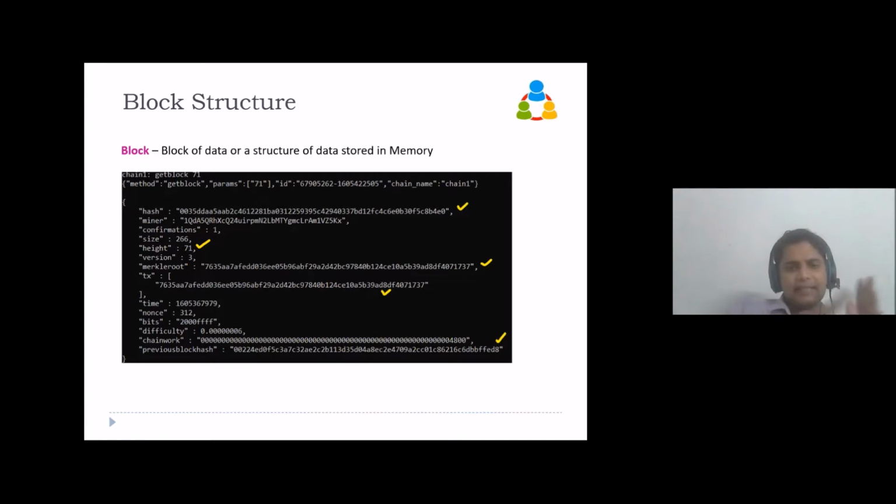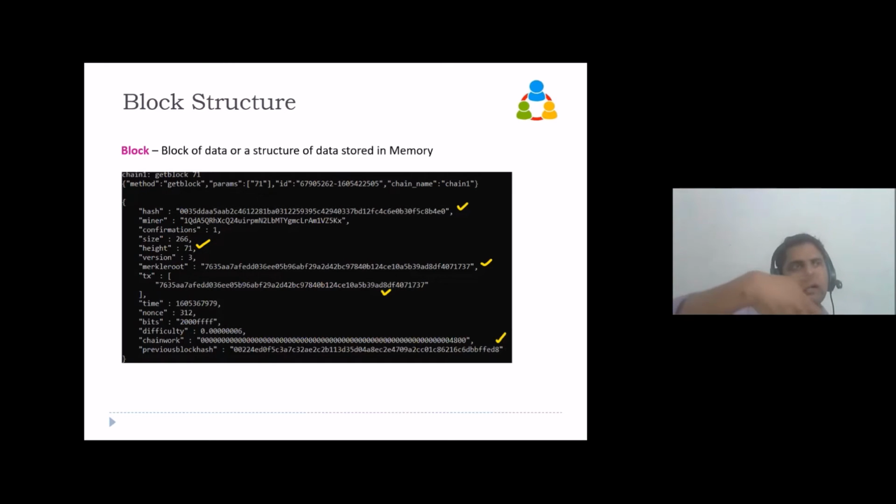So this 7635AA7A, that long string, is the Merkle root. And that is found by hashing the whole data present in that tree. If any data in the tree changes, the Merkle root also will change. So that is why we say that a blockchain is immutable.